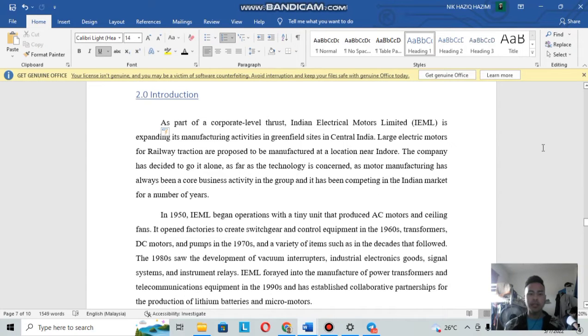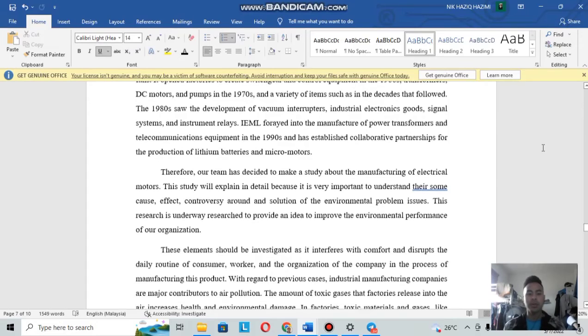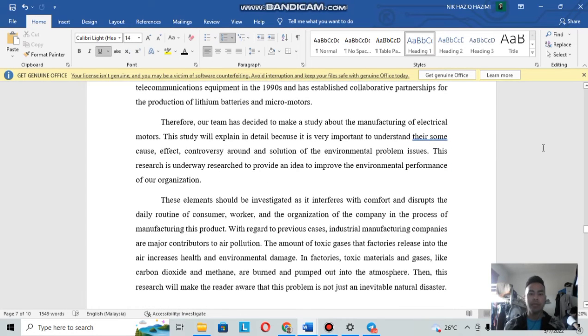Next part is the introduction. As part of a corporate labor trust, Indian Electrical Motor Limited (IEML) is expanding its manufacturing activities in greenfield sites in central India. Large electric motors for the railway section are proposed to be manufactured at a location near Indore. Therefore, our team has decided to make a study about the manufacturing of electrical motors.